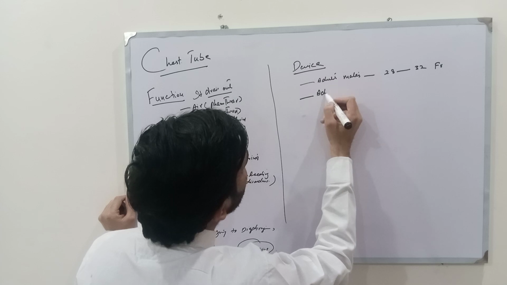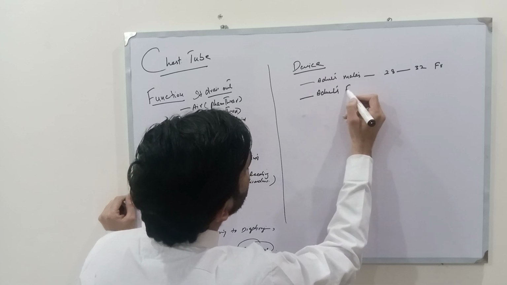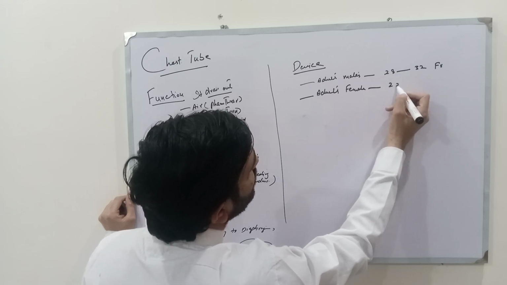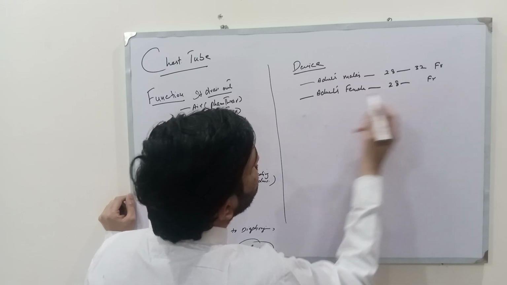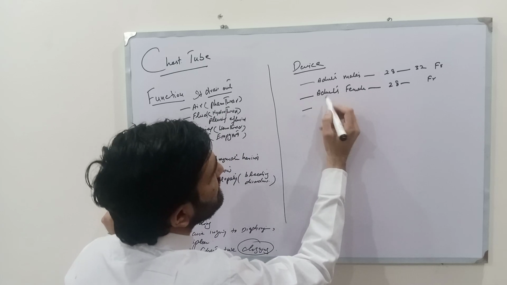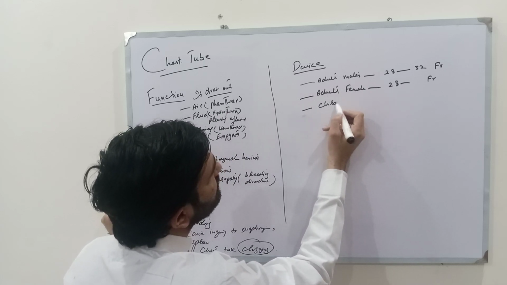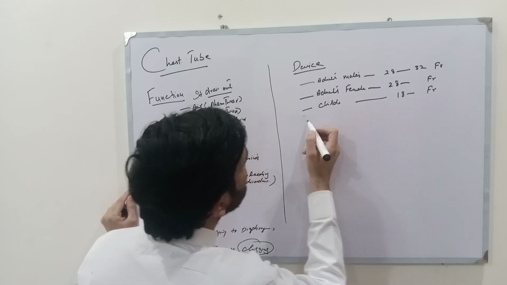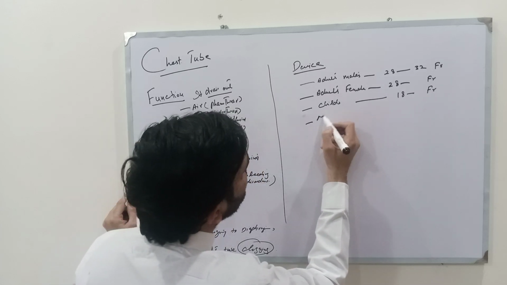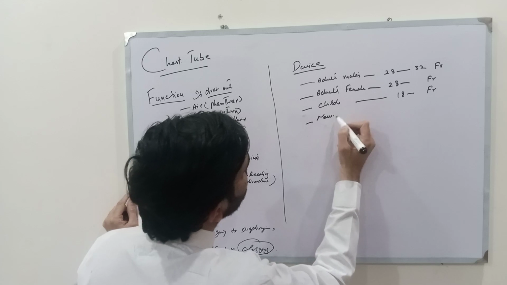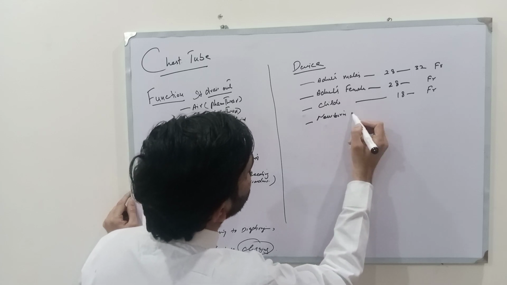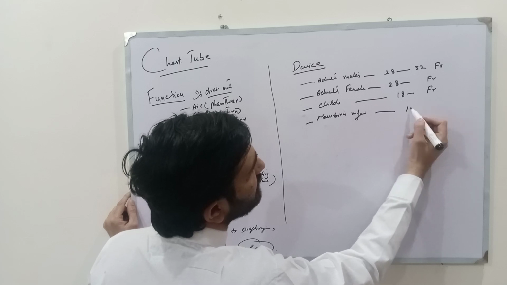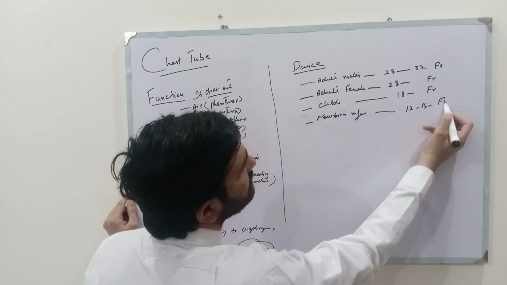In adult females, it is 28 FR. In children, 18 FR, and in newborn infants, it is 12 to 14 FR.